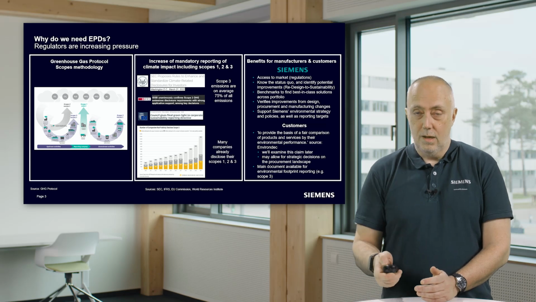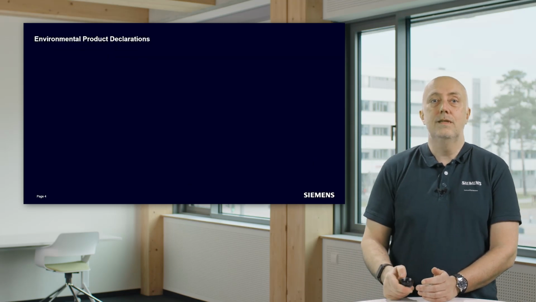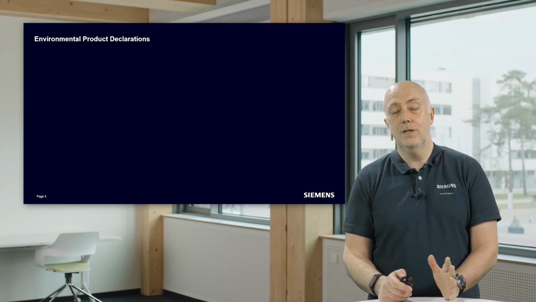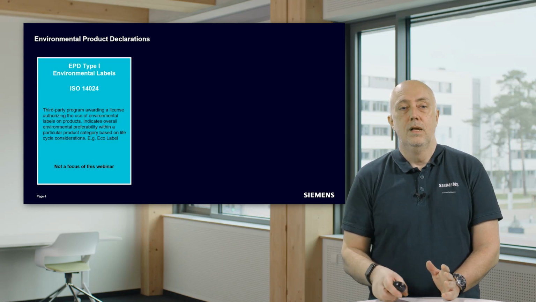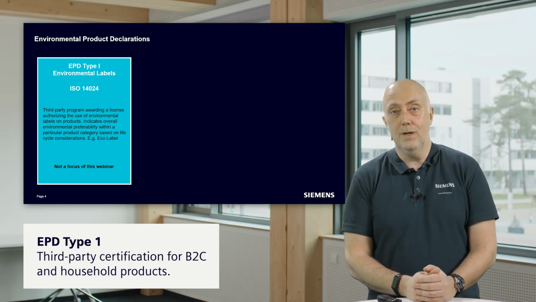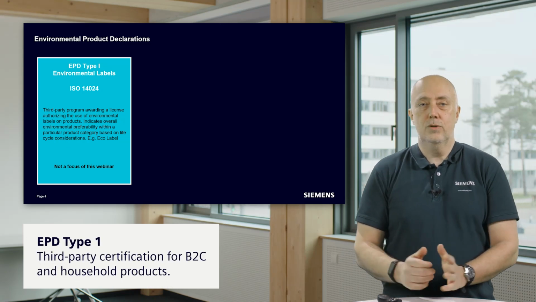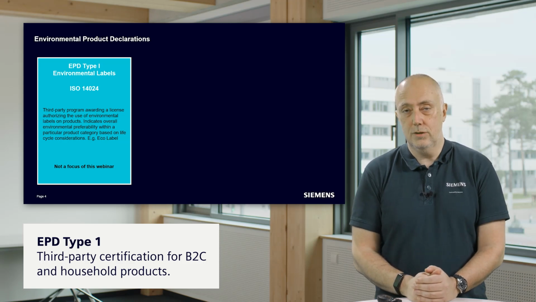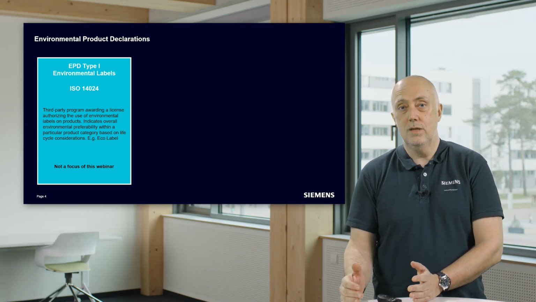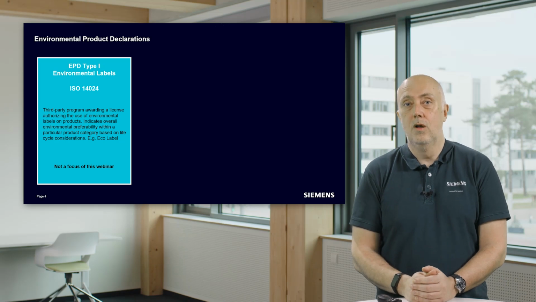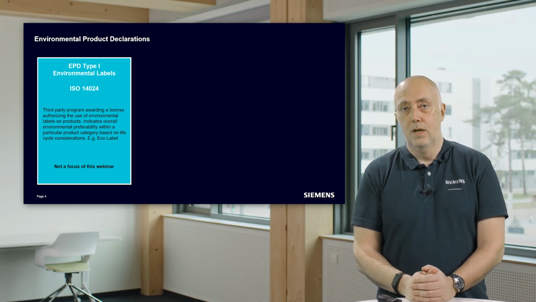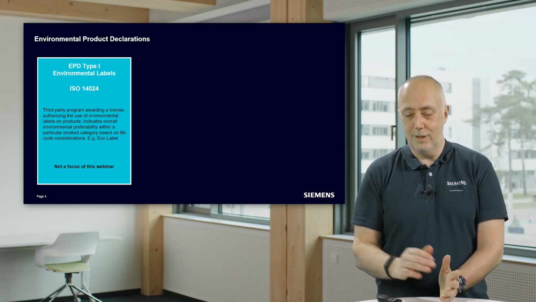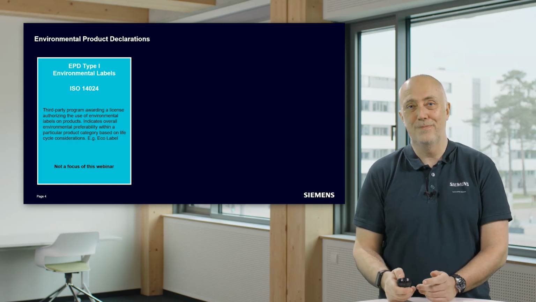Now, to start the understanding of what an EPD is, we will first show the 3 different types of EPDs. So here, this is the EPD type 1, which will not be a focus of this webinar. This is basically a third-party certification that your product can use an environmental label for marketing purposes. So this is mostly for B2C business and household products. So again, not a focus of the webinar today.